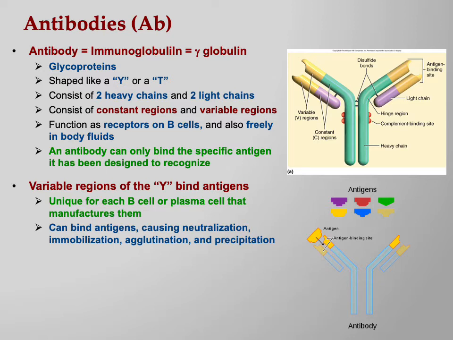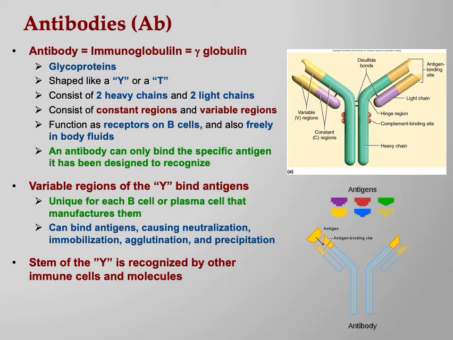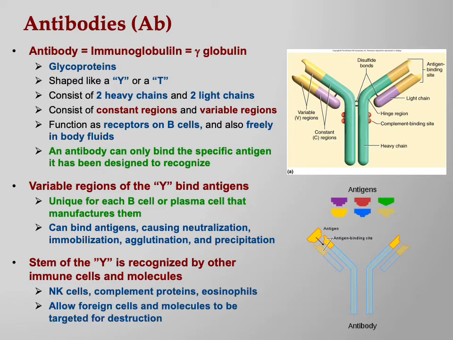We talked about that in the last PowerPoint. It can cause all those things to happen. The stem of the Y is recognized by other immune cells and molecules. So natural killer cells, complement proteins, eosinophils wander through the fluids of your body. And when they see the constant region, the C region, the heavy chain, you can see there in the illustration, when they recognize that, then they go after whatever is attached to the two variable regions. They'll kill whatever is attached to the two arms of the Y. Really cool. It allows foreign cells and molecules to be targeted for destruction.